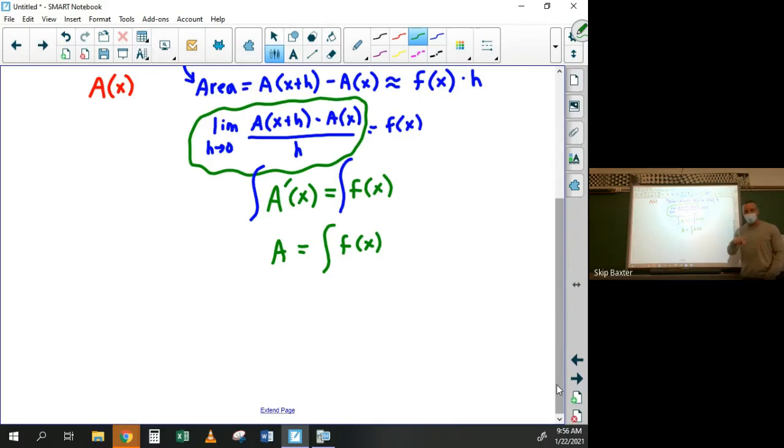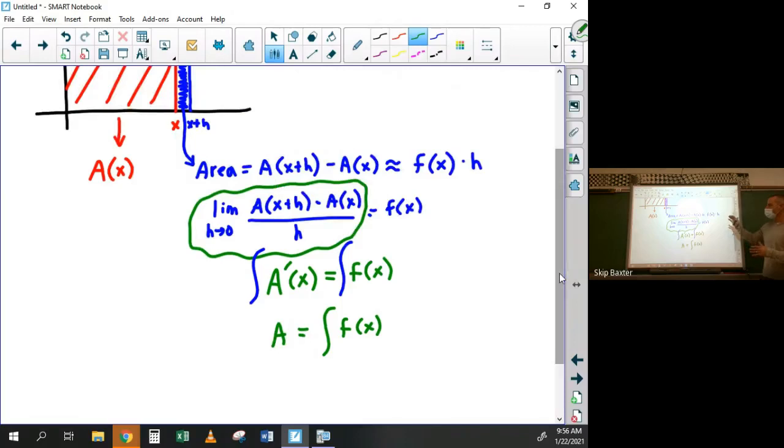Now, the actual proof of this is way more in the weeds, and I don't think it's worth going there. But this gives you sort of an intuitive understanding of how you get from area to antiderivatives, because we got from area to derivatives, so then you can get to antiderivatives just by integrating.